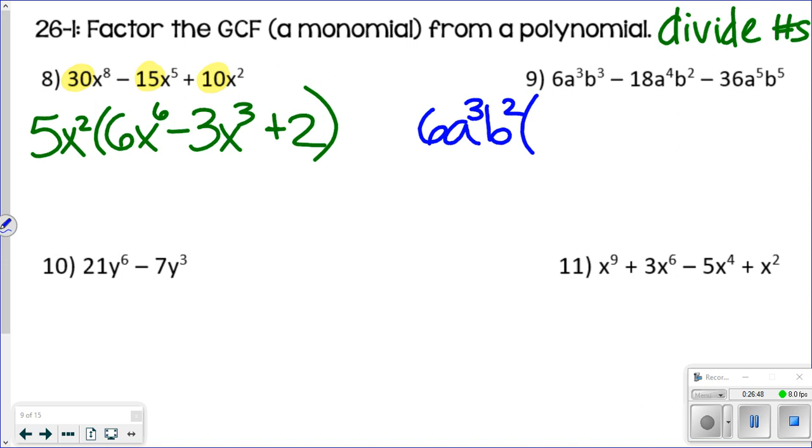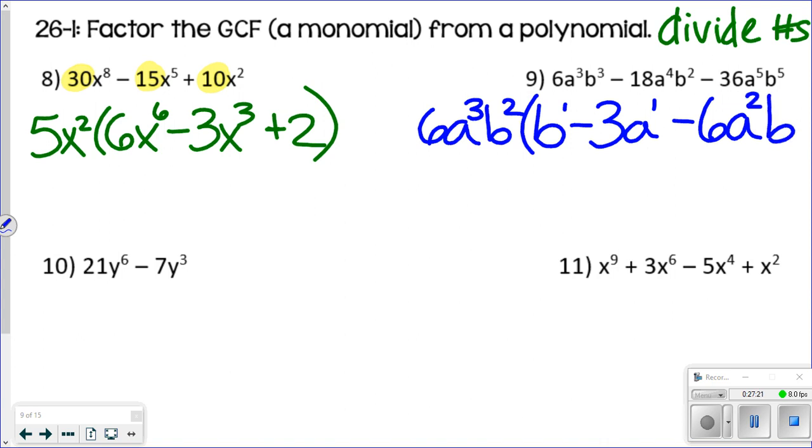6 divided by 6 is 1, so that's gone. A cubed divided by a cubed is gone. B, 3 minus 2 is just 1. 18 divided by 6 is 3. A, 4 minus 3 is 1, so you can put the 1s there if you want. B squared divided by b squared is gone. 36 divided by 6 is 6. A, 5 minus 3 is 2. B, 5 minus 2 is 3. End your parentheses.